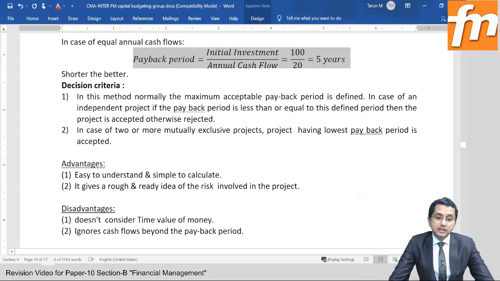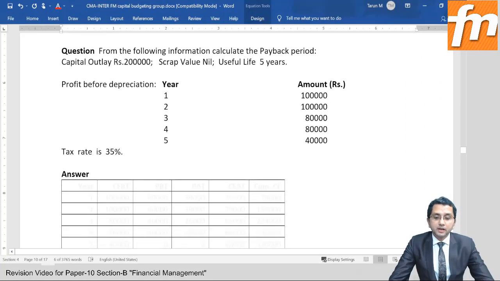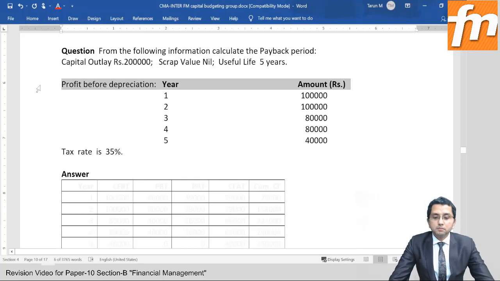But if the cash flows are unequal, how do you calculate payback period? Here we'll take one example. The initial investment is 2 lakh rupees. Scrap value is nil. Useful life is 5 years. Profit before depreciation is given.